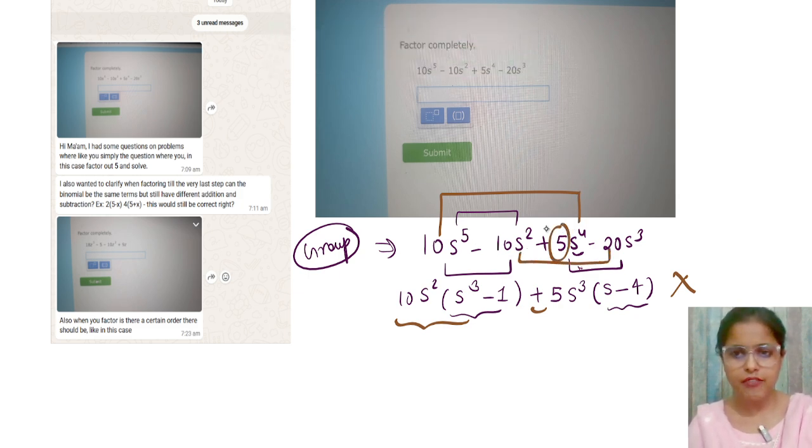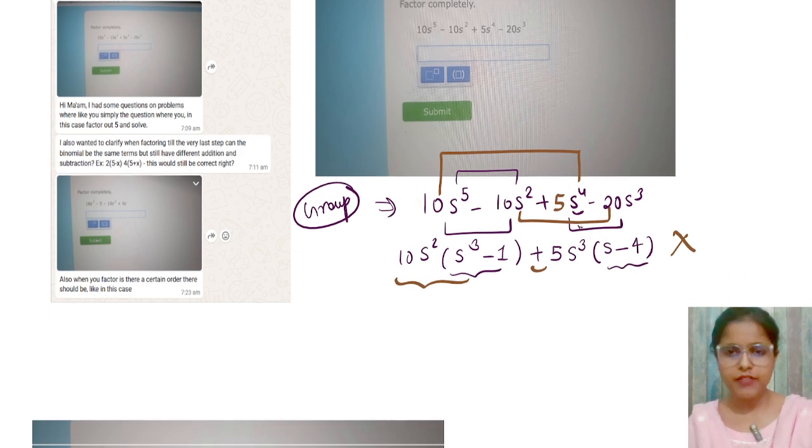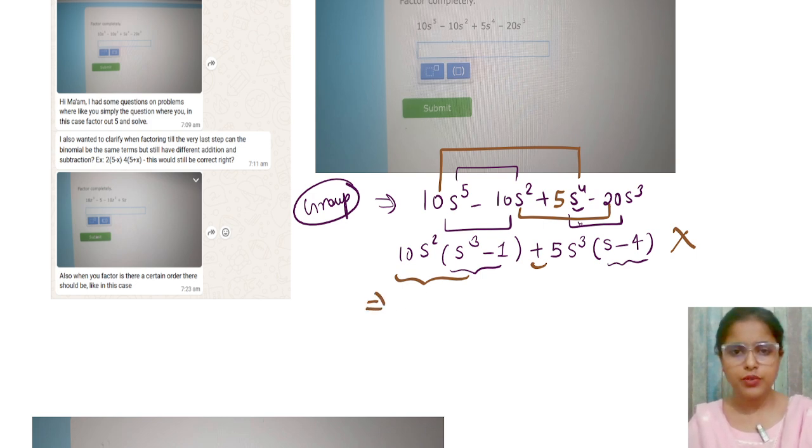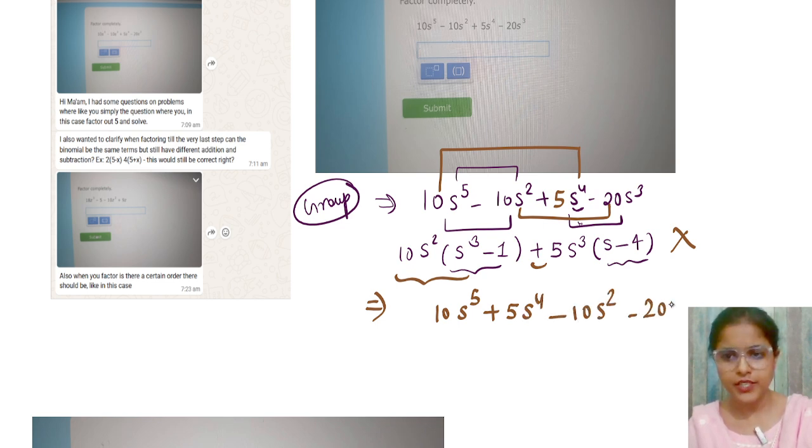Like, see, here we have 5, here we have 10. That means it comes in the table of 5. So here I'm just changing the places but not the signs. Here 5s to the power 4, then negative s square and negative 20s cube.